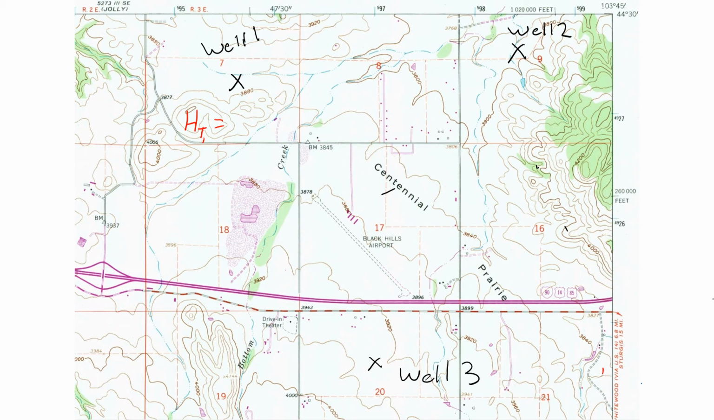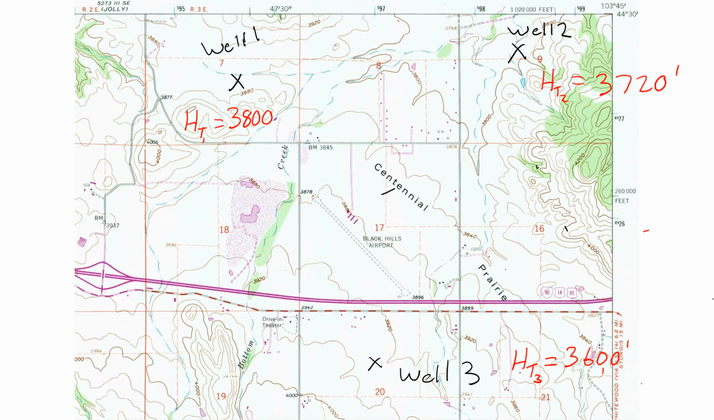Now for well one, let's make the total head for well one 3,800 feet. Let's make the total head for well two 3,720 feet. And let's make total head for well three 3,600. Okay, so you drill wells at those places. That's the level to which the water rises in each of those wells. Okay?